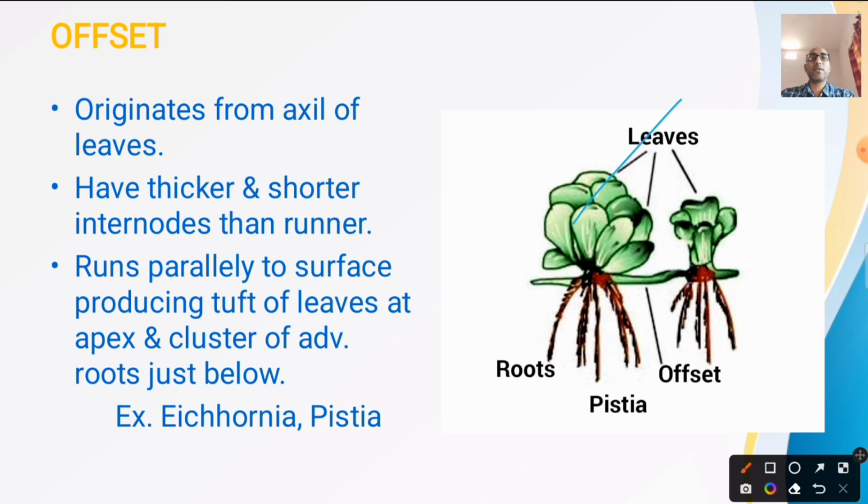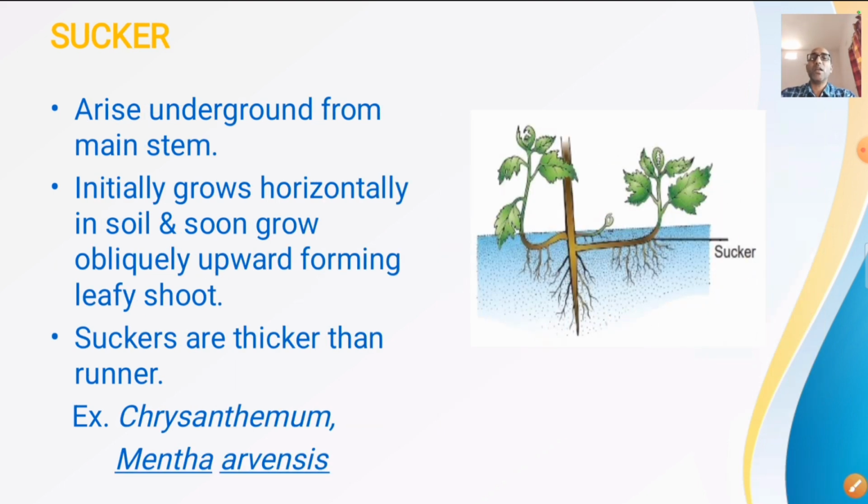They produce a tuft of leaves at the apex and a cluster of adventitious roots just below. Got it? Examples are Eichhornia and Pistia. So these are the three types of modifications that we have already studied in case of subaerial modification.